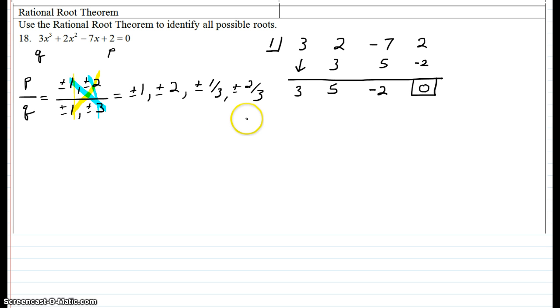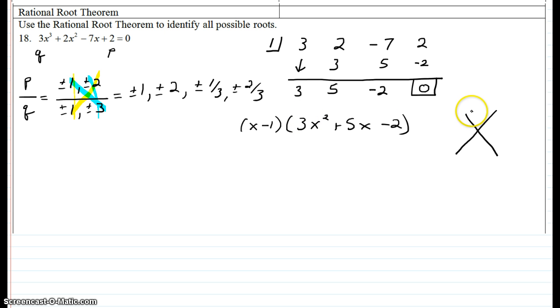So this is going to factor to x minus 1. Remember, 1 minus 1 gives us that 0, the root. And then this would be a 3x squared plus 5x minus 2. And so now you need to factor this. So now you write the factors. Do the a times c, so we get what numbers are going to multiply to -6, but add to 5.